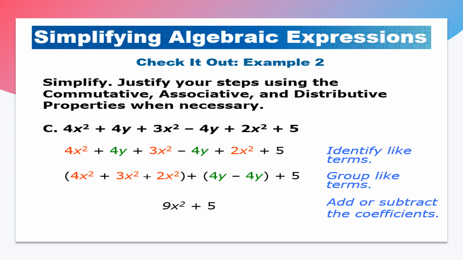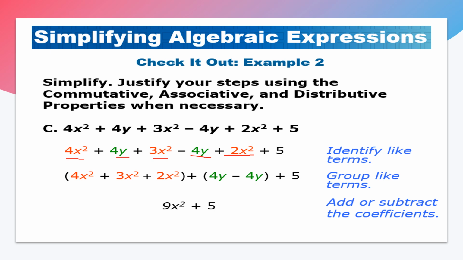4x squared plus 4y plus 3x squared minus 4y plus 2x squared plus 5. So let's identify like terms. We have 4x squared, 3x squared, and 2x squared. We use different colors to identify and combine. Then the 4y and the minus 4y. Then 5 is alone.